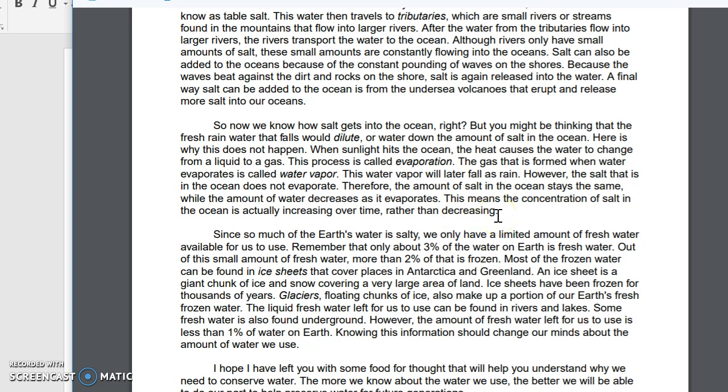Again, what is the purpose, the author's purpose? What is the author trying to convey? We already knew he was describing in paragraph 2 how salt gets into the ocean. So what is he doing in paragraph 3? He mentions dilution. He mentions evaporation. He mentions water vapor. What is he trying to convey to us?